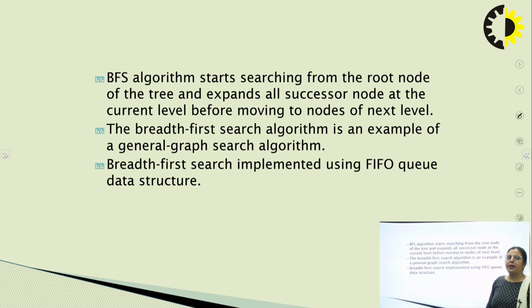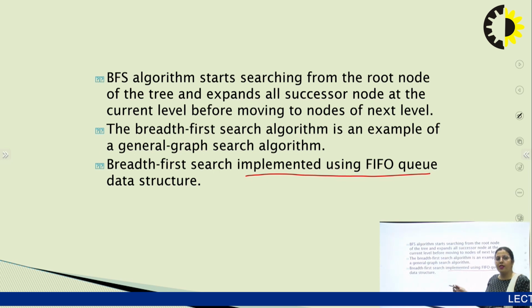So this is the best example of a general graph searching algorithm. Breadth first search uses a queue data structure. The queue data structure is based on FIFO. FIFO means first in, first out.